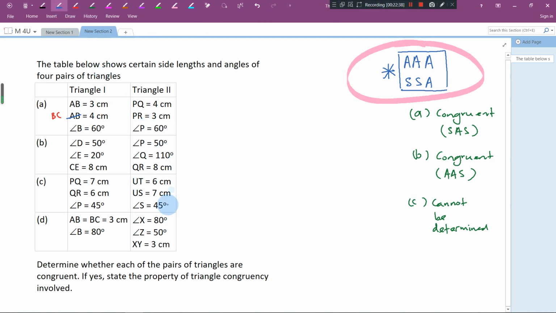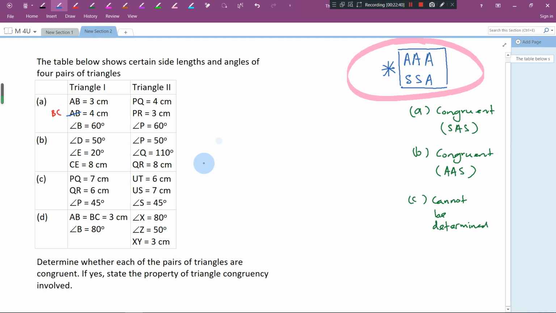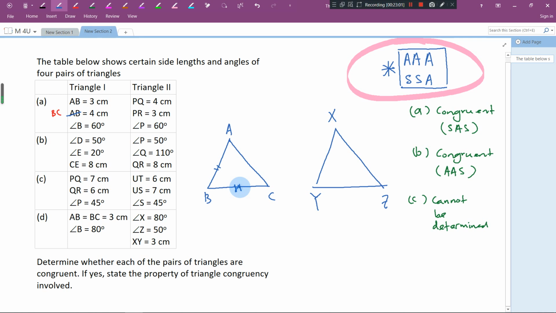Okay, so same thing as usual. We just get a diagram first. We have A, we have B, and we have C. Just simply sketch a triangle A, B, and C. Here is X, Y, Z. AB and BC have the same length, which is 3 centimeters, so this is an isosceles triangle. And the angle B here is 80 degrees.